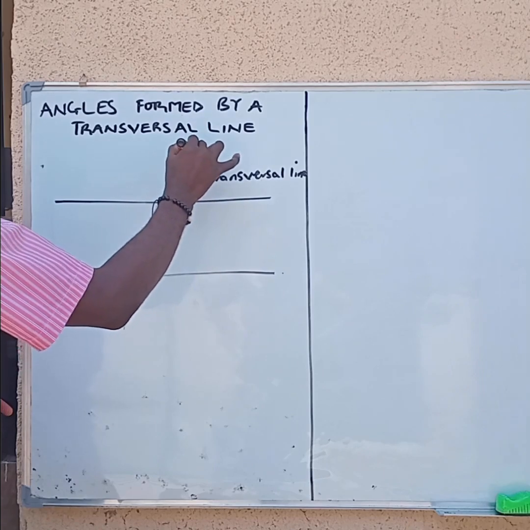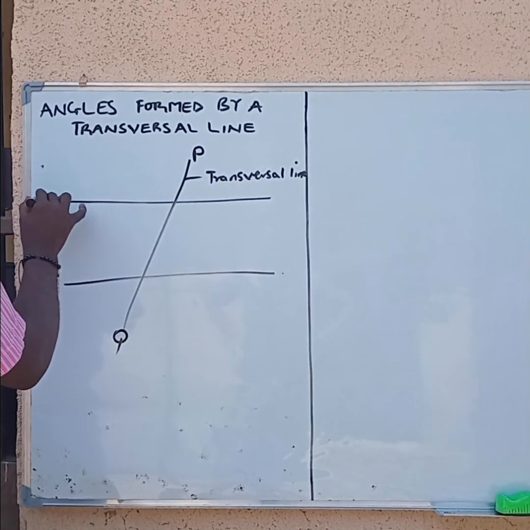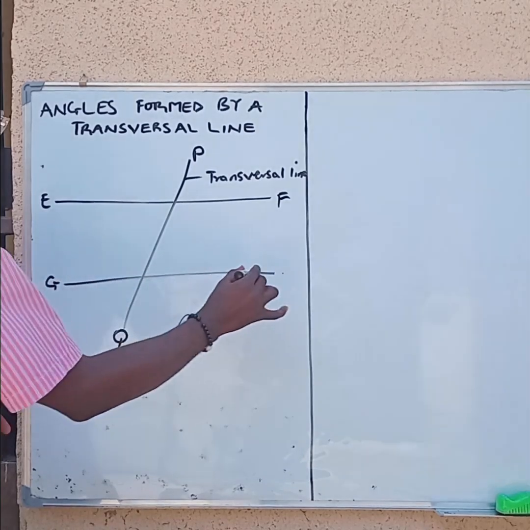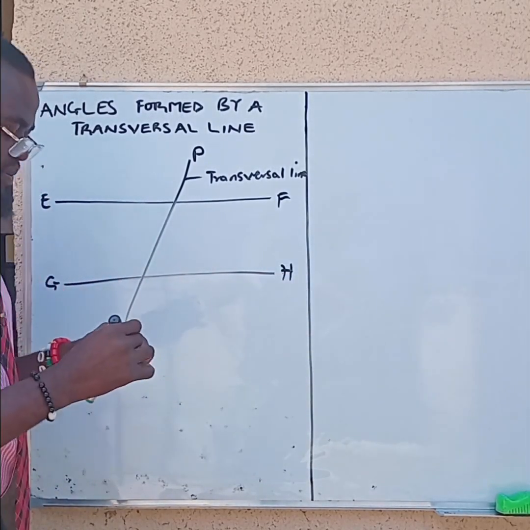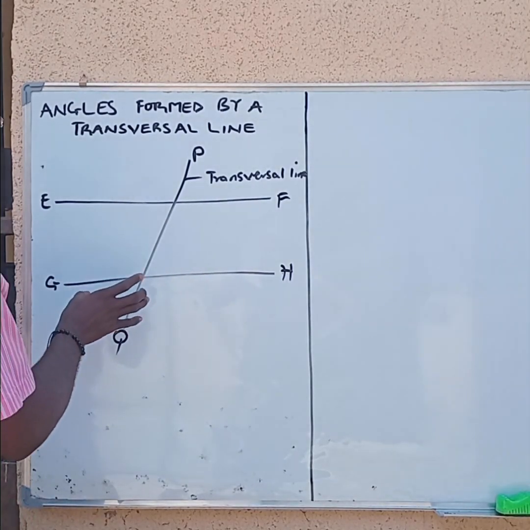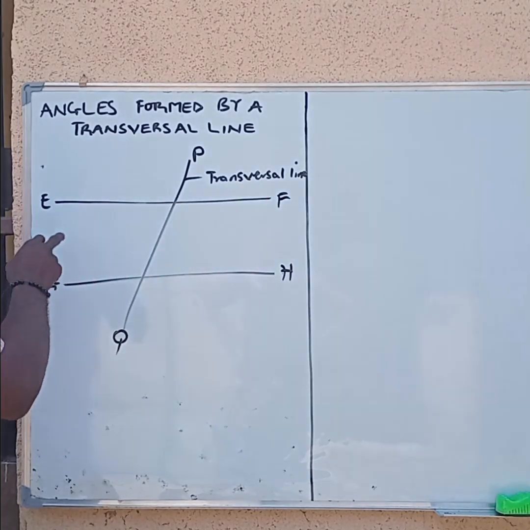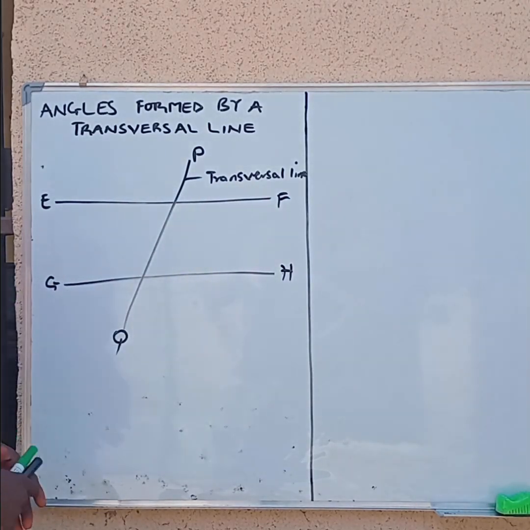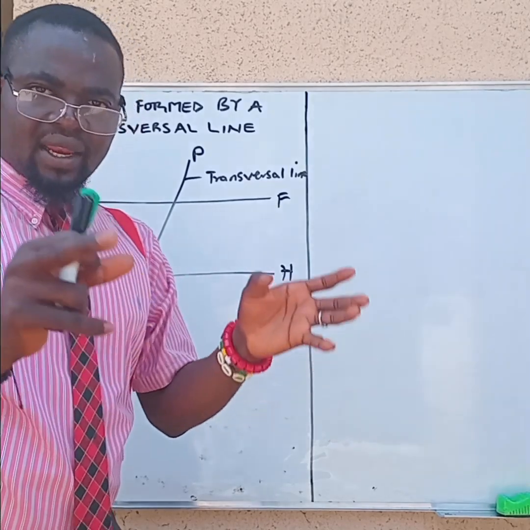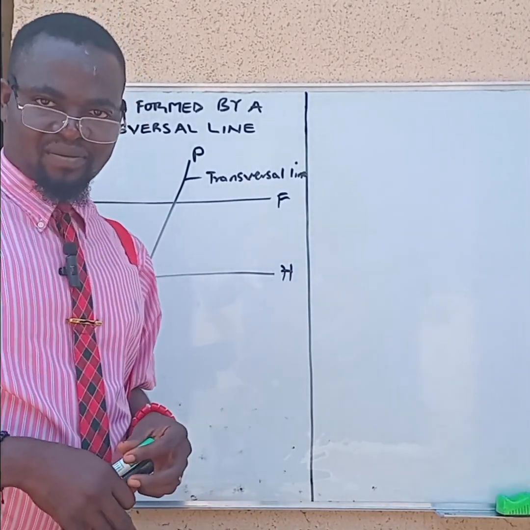Let's say this is P, Q, E, F, G, H. So this transversal line is drawn across these two parallel lines, E, F, G, H, such that the line is perpendicular to them.